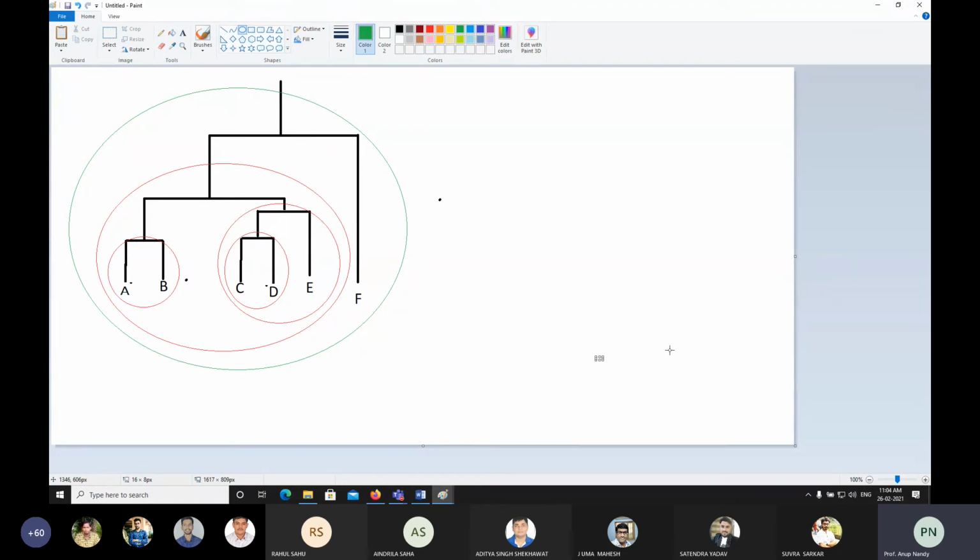Next week, in the next class, I'll explain to you with an example how you can form a dendrogram. Okay, so that's all for today.